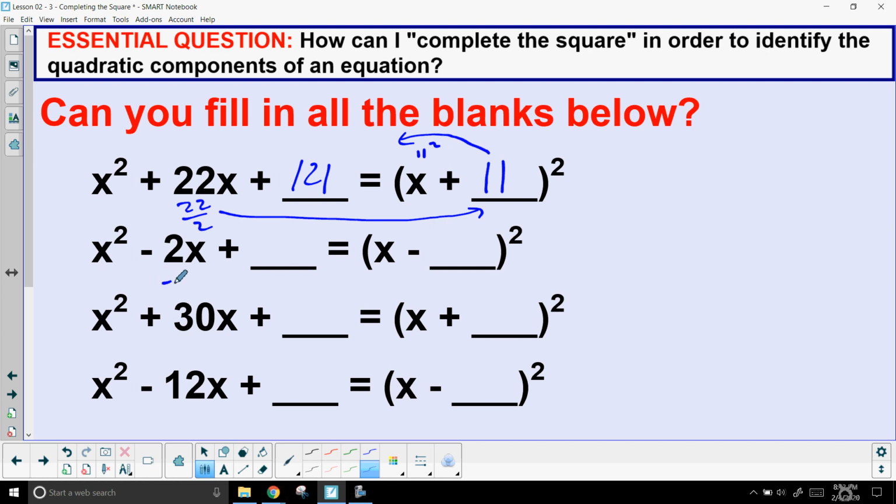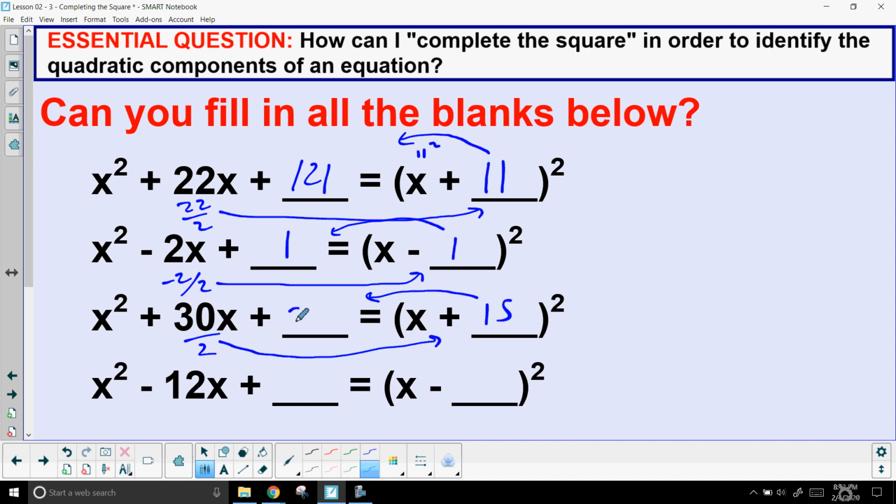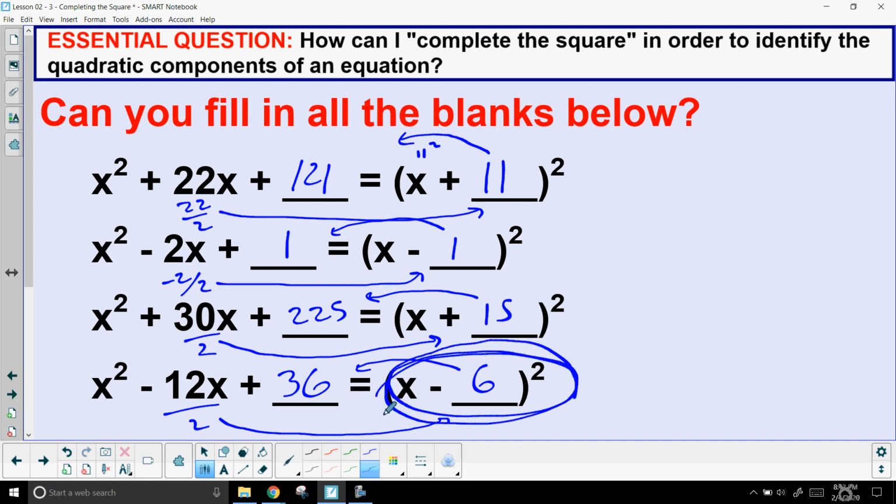Again, half of negative 2 is negative 1. Negative 1 squared is 1. Half of 30, 15. 15 squared, 225. Half of negative 12, negative 6. Negative 6 squared, 36. Okay, that's the pattern we need to see here. Also, we are going to be factoring. We're completing the square so we can factor it in a nice manner so we can solve these equations. Okay?